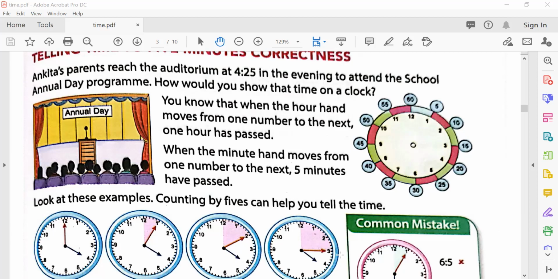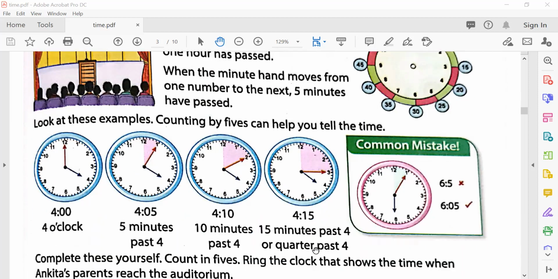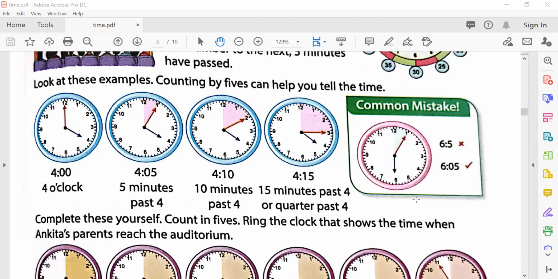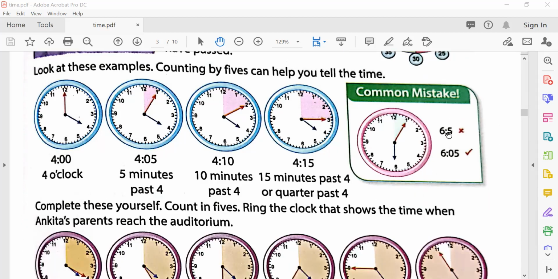10 minutes because 5, 10. How much is 5 threes? 15. So how many minutes past 4? 15. So you will say it 15 minutes past 4. If you want to say 15 minutes past 4, you can say quarter past 4. What will you say? Quarter past 4. And there's another common mistake. 6:05.